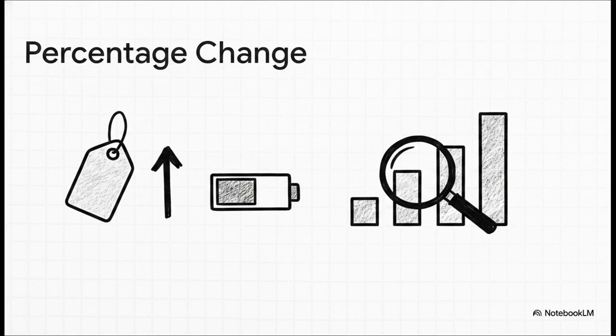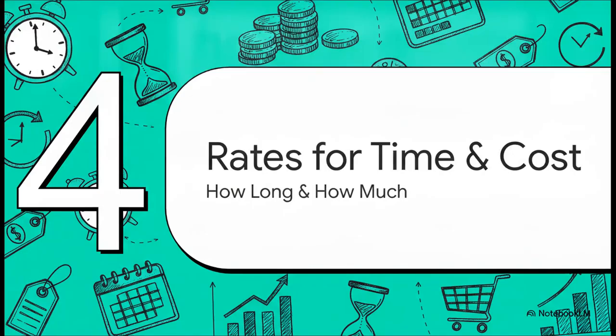The increase is $20. You divide that 20 by the original $80, giving you 0.25, which is a 25% increase. Remember, the original value is always your denominator. Next up, Section 4, rates for time and cost, figuring out how long and how much.